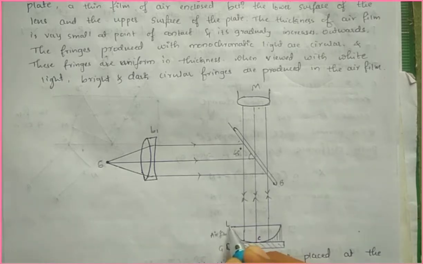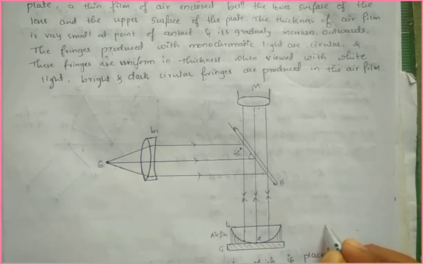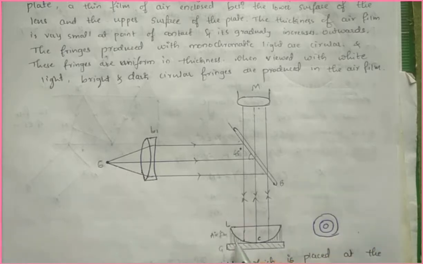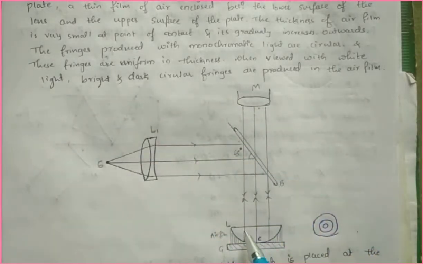The thickness gradually increases. Due to the air film, when monochromatic light is incident on this plano-convex lens, circular fringes are formed. One fringe is dark and the next is bright, and all the fringes have a uniform thickness. When viewed with white light, bright and dark circular fringes are produced in the air film. Now we have to study the construction of this Newton's rings experiment.